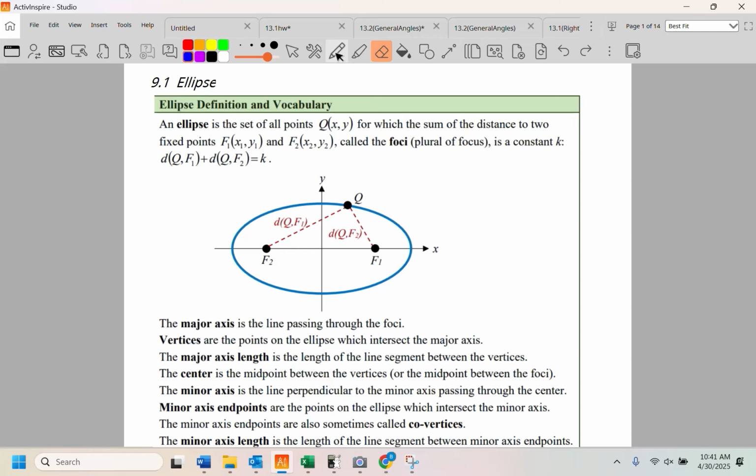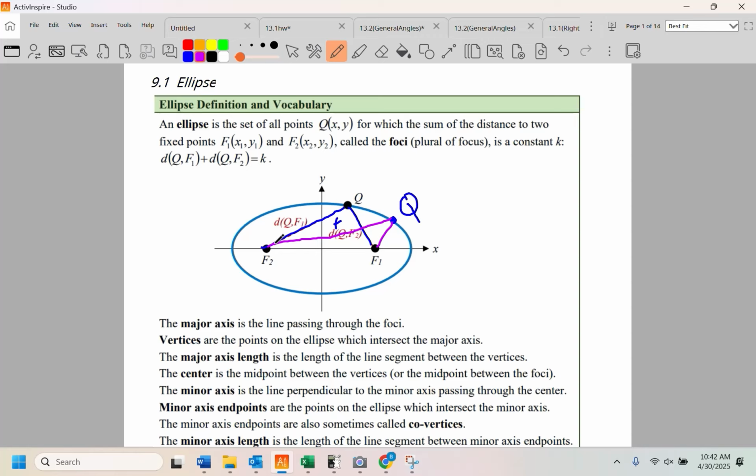This is an ellipse. Reading through the definition, it is a set of all points Q for which the sum of the distance to two fixed points called the foci is a constant K. So this distance here plus this distance would be the same as this distance and that distance. Those distances are always the same. That's kind of cool to some degree.